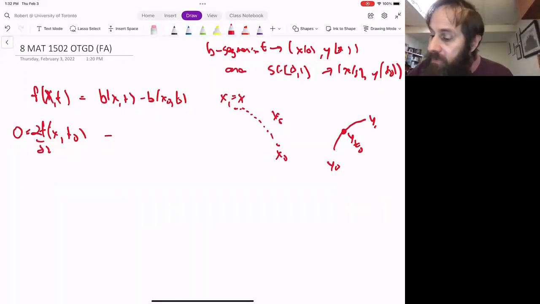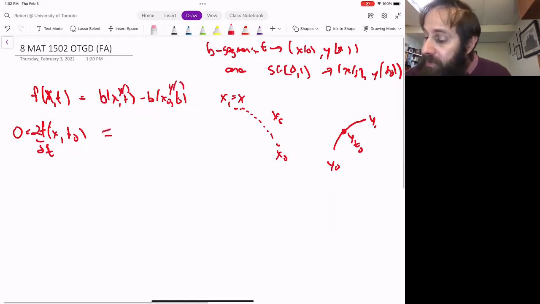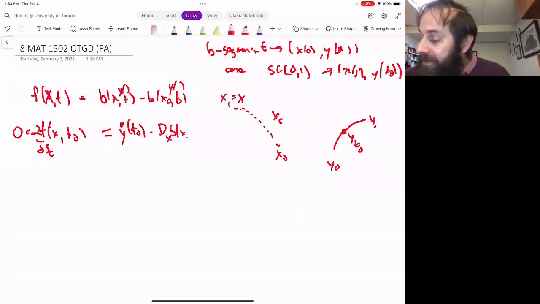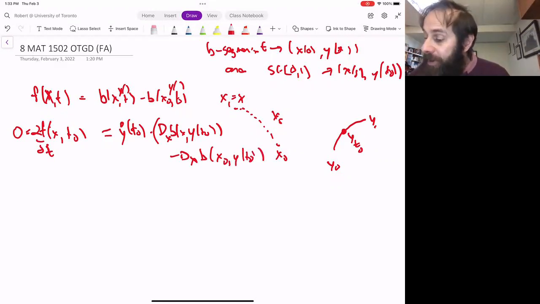And so I said this, and I didn't say what this is. This should have been y of t in both places. If I compute df by dt, then of course it's y dot of t naught inner product with d x b at x, y t naught minus d x b at x naught, y t naught. Sometimes people like to write these in coordinates: y dot i, and then d b by d x i. Sometimes people write b sub i for that, at x, y t naught minus x naught, y t naught.